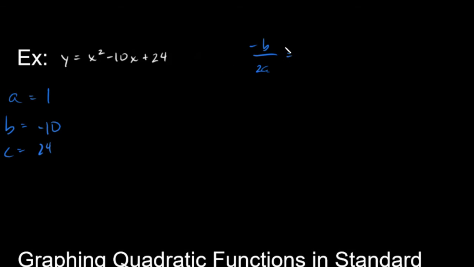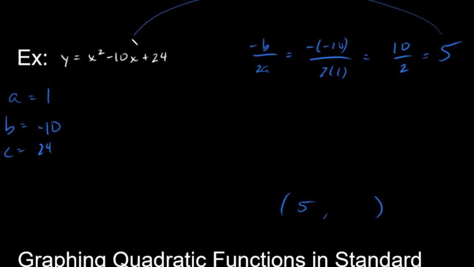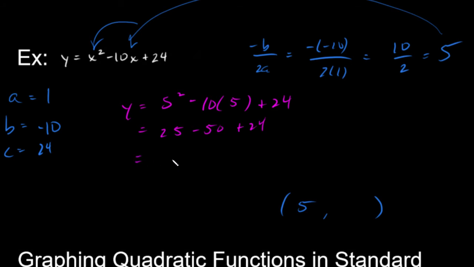So, plugging those in, negative b over 2a is negative 10 over 2 times 1, which is positive 10 over 2, which is 5. So the x value of your vertex is 5. The y value, remember, plug 5 into this x and this x, and you get y equals 5 squared minus 10 times 5 plus 24. And that is 25 minus 50 plus 24. That is, wait, not 29, that is 49 minus 50, which is negative 1. There you have it.